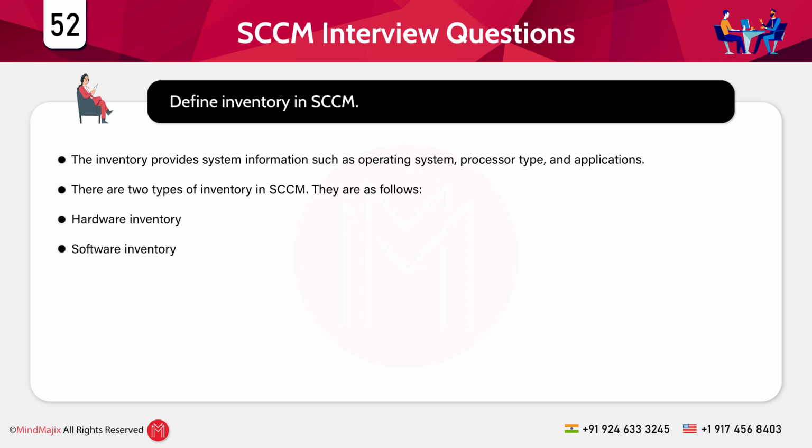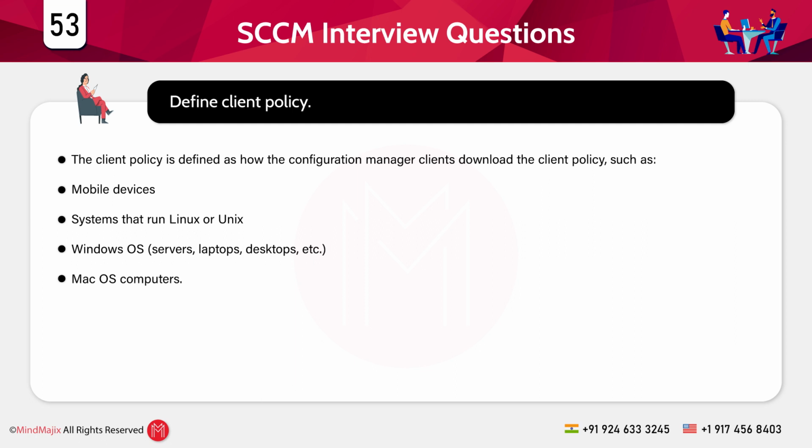So guys, there are basically two types of inventory in SCCM. The first one is the hardware inventory. It takes the information about the client's hardware configuration of an organization. And the second one is the software inventory. It collects the files from the client machine and stores them on the website server. The next question is define the client policy.